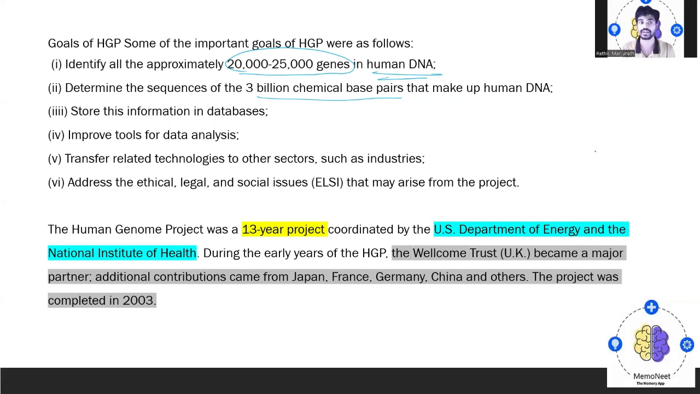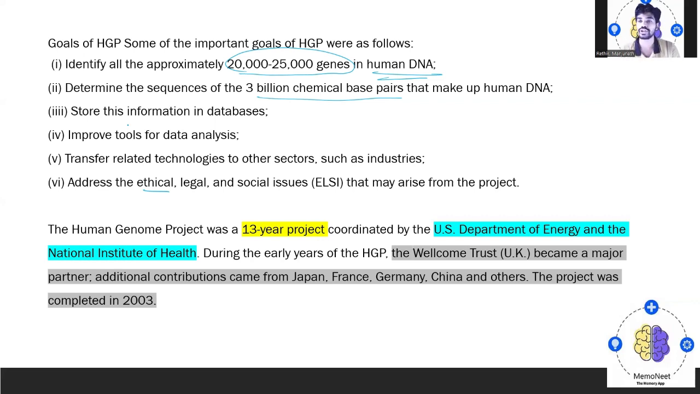That is then followed by transfer of these related technologies to other sectors such as industries, so that they could be utilized. Then we also need to concentrate on a very important thing, that is the ethical, legal and social issues that may arise from the project. That means while doing this project, ethical values should be there, it should be legal, and it should overcome the social issues. So ELSI is nothing but ethical, legal, and social issues. So that was the major goal of this Human Genome Project.